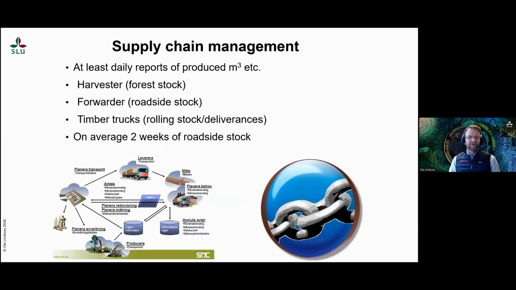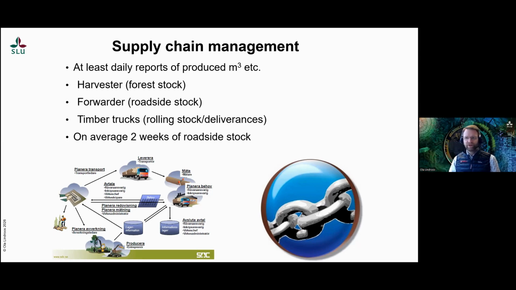So there are at least daily reports of what the production is from the different harvesters and the forwarders and the trucks, etc. So there is easy access to knowing how many logs are in the forest, what is the forest stock on the way to the industry. And also after the forwarder has done the delivery to the roadside, there is information of that, so you know the roadside stock. And the manager can also know how much is on the truck.